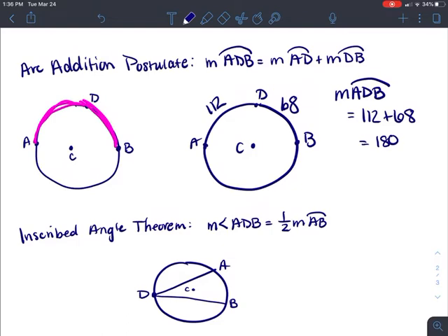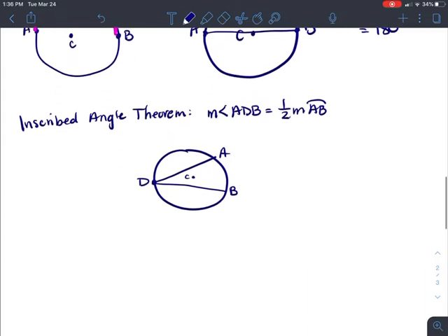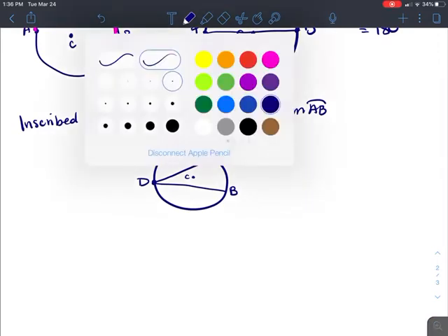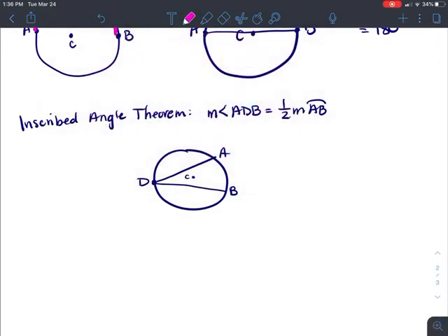And that's because this is half of a circle, what I've just drawn. All right? So that's just coincidental that this happened to be a semicircle as well. The inscribed angle theorem, okay? So the inscribed angle theorem is that the measure of angle ADB, which is highlighted in pink, is equal to half of the measure of our arc AB.